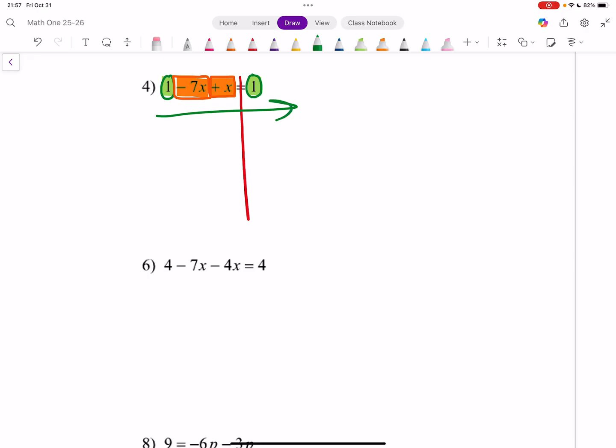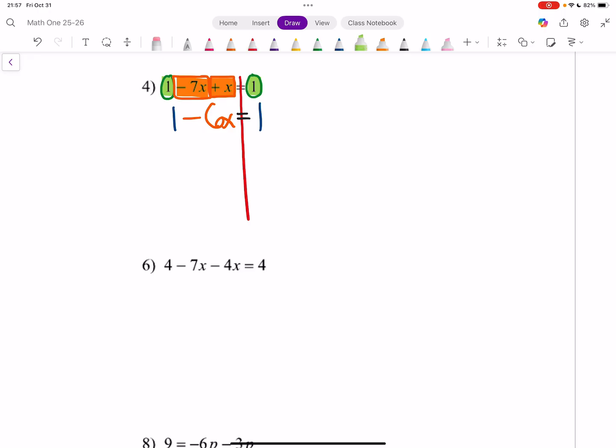If I just work slowly from left to right here, I'm not doing anything with that positive 1, so I'm just going to write it. Now I'm ready to combine negative 7 with 1x. I know that's 1x because there's no number there in front of the x. Negative 7 added to 1 is negative 6, and then I include the x. I'm going to write the equal sign, and I also keep the 1 that's from the other side.